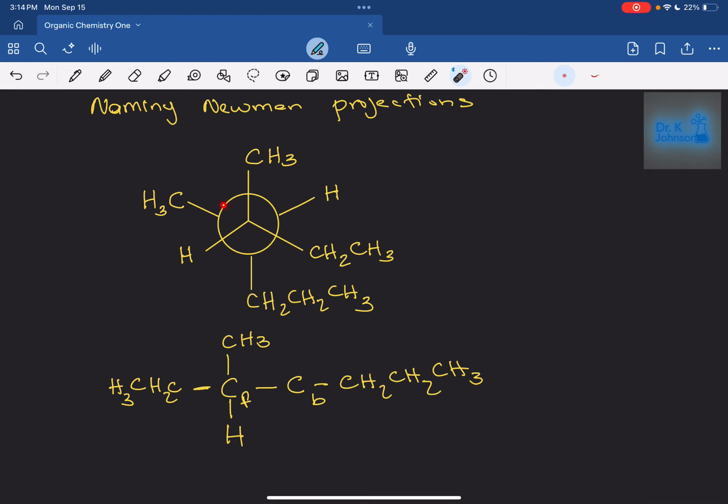Remember, it's what's unbonded, what's drawn on the circle. That circle represents the back carbon. So this is what's drawn on it. This is what's on the back carbon. So here's the back carbon. I already took care of CH2, CH2, CH3. I still have a hydrogen and a CH3. So let's put in my hydrogen.